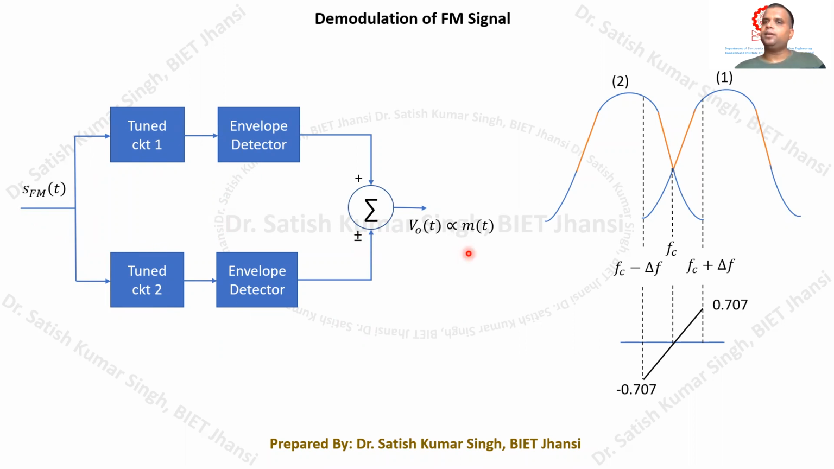Here we can see that we have taken two tuned circuits. The first one is this one, and then another tuned circuit is this. First of all we need to make two tuned circuits, and a certain portion of the characteristics of the tuned circuits is going to be overlapping. That overlap should be designed in such a way that the overall characteristics of this filter will be a linear portion. Here we can see that in this case, f equals fc, this is the portion.